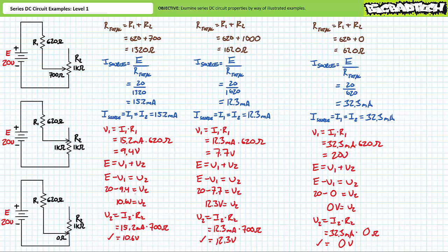Current at maximum can rise to 32.3 milliamperes. If, however, the potentiometer is increased to a maximum of 1 kilo ohm, the source can at most produce 12.3 milliamperes of current. All right, let's move on to the next illustrated example problem.